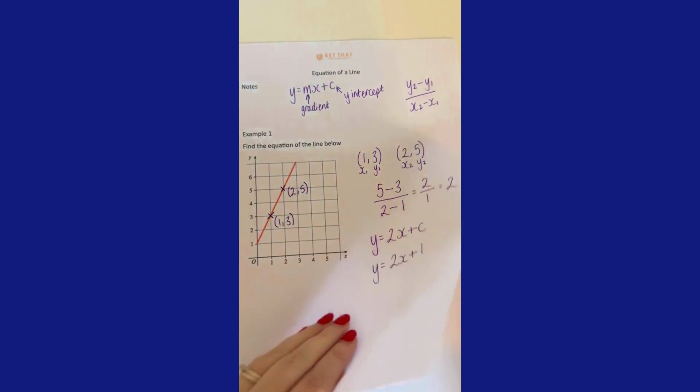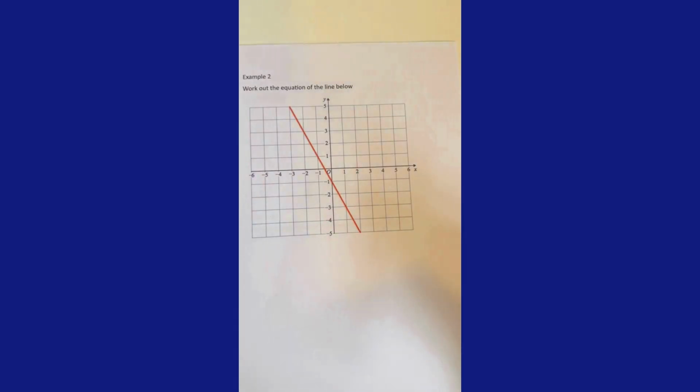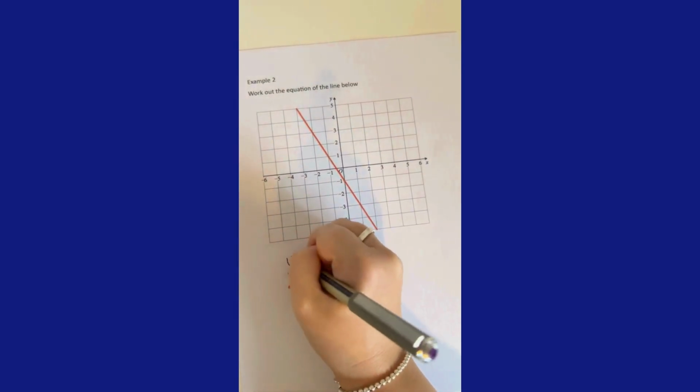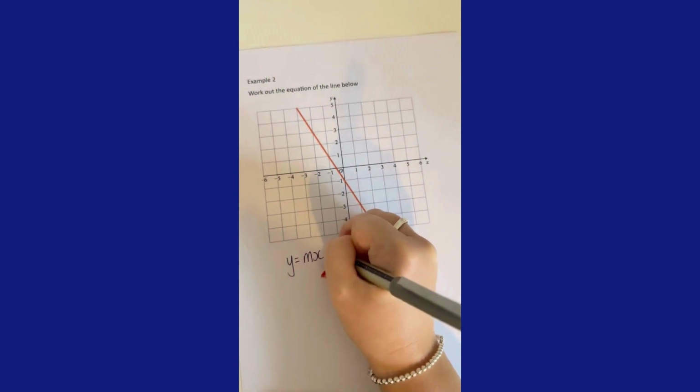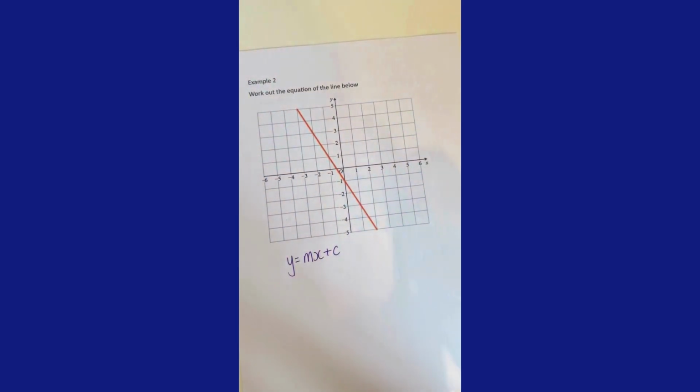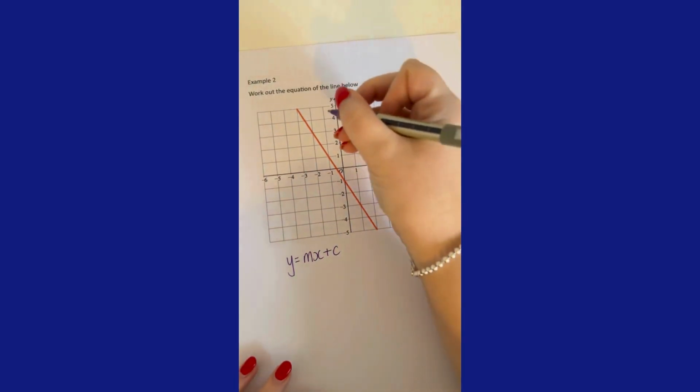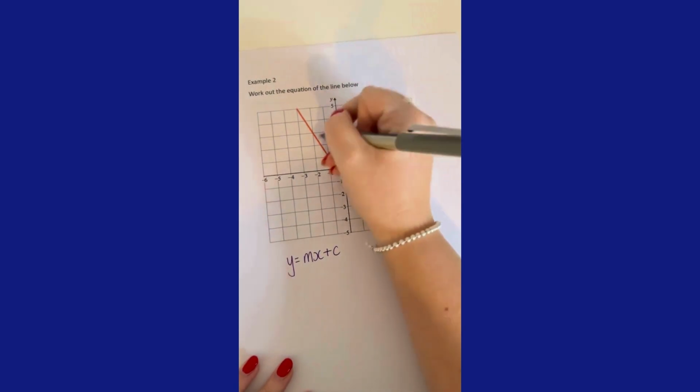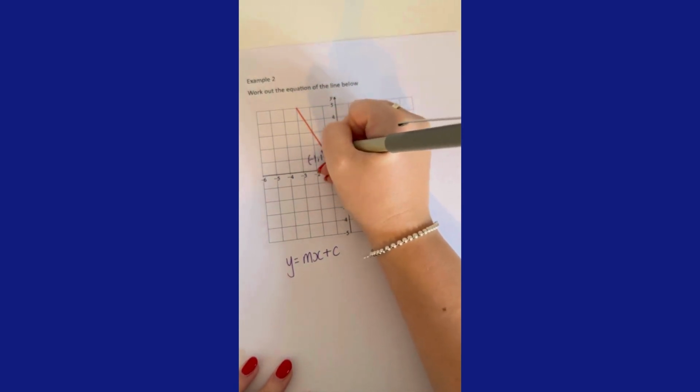Okay, let's have a look at another example. Example 2, work out the equation of the line below. Again, we need to use our general formula, y equals mx plus c. You need to know this, you need to learn this. We need to calculate our gradient first and foremost, that m value. So the first thing we're going to do is pick 2 coordinates. I'm going to go for this one here. This one here is minus 1, 1.